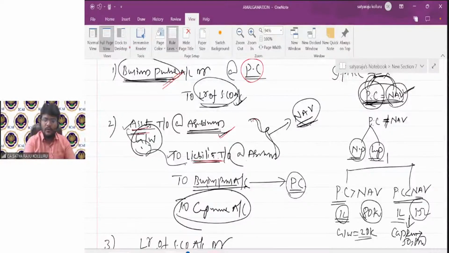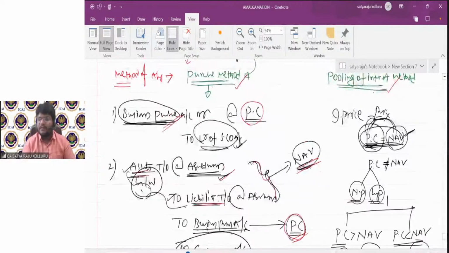Now, assets taken over minus liabilities taken over gives the net asset value, which is NAV. Then you cancel the business purchase by crediting business purchase, which is equal to PC. With this entry, we are comparing the purchase consideration with the NAV. In case of the NAV method, PC is equal to NAV, so there is no chance of a difference. But if you calculate PC by other methods like the lump sum method or net payments method, then there may be a difference between PC and NAV.